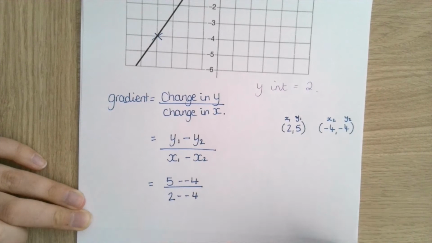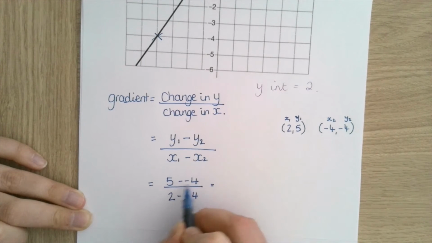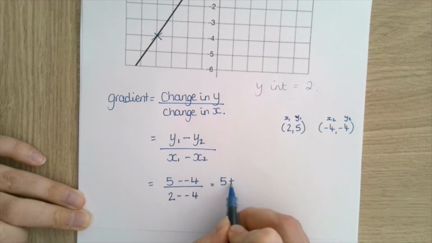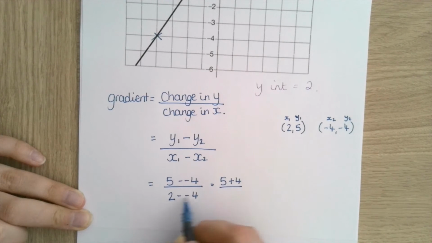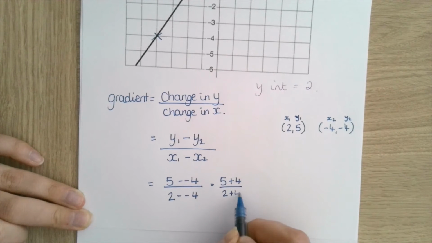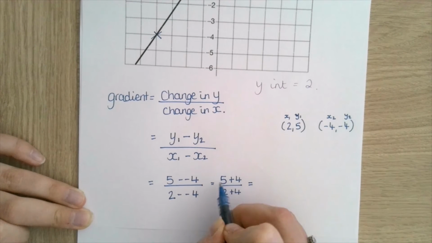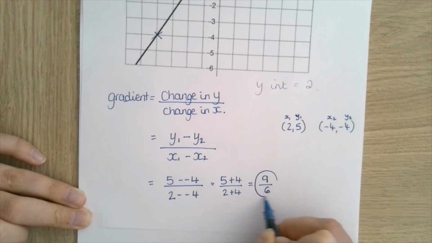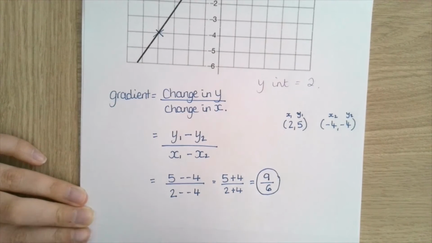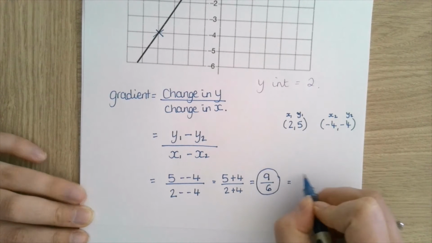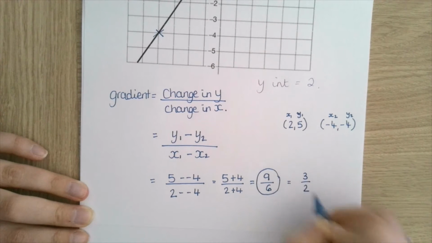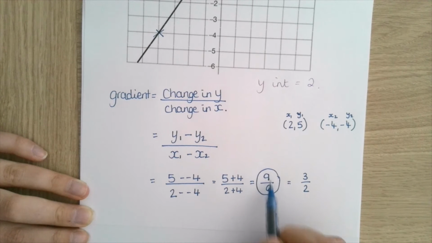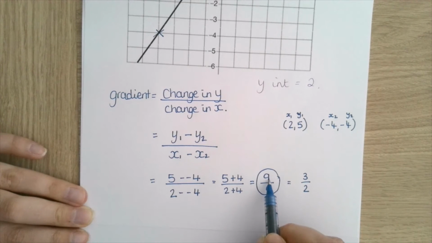take away negative 4. Remember, when I take away a negative, that means I'm going to have to add them actually, so I end up with that. So 5 plus 4 is 9, 2 plus 4 is 6. This is the gradient. Now what I can do is I can just simplify that and say that's 3 over 2. To get 3 over 2, I've just divided this by 3 and this by 3. 9 divided by 3 is 3, 6 divided by 3 is 2.